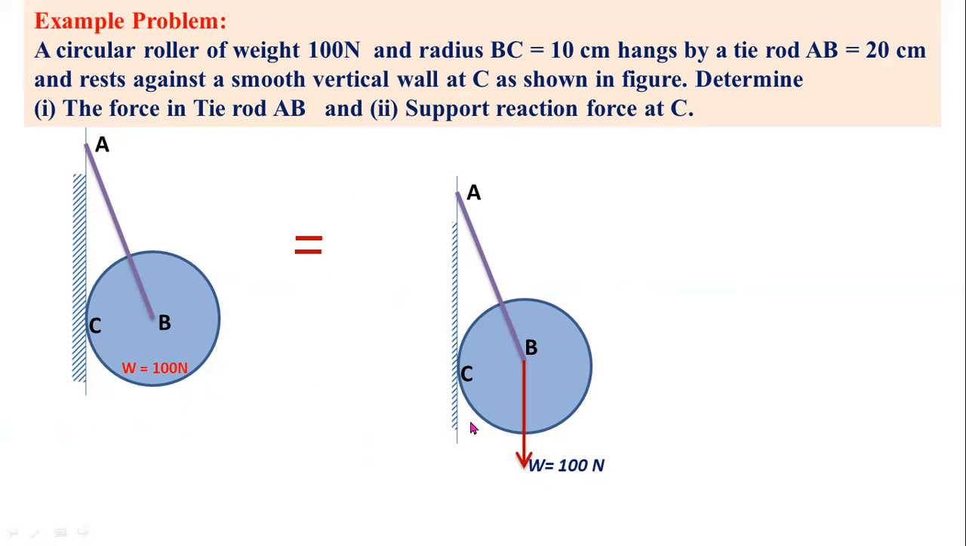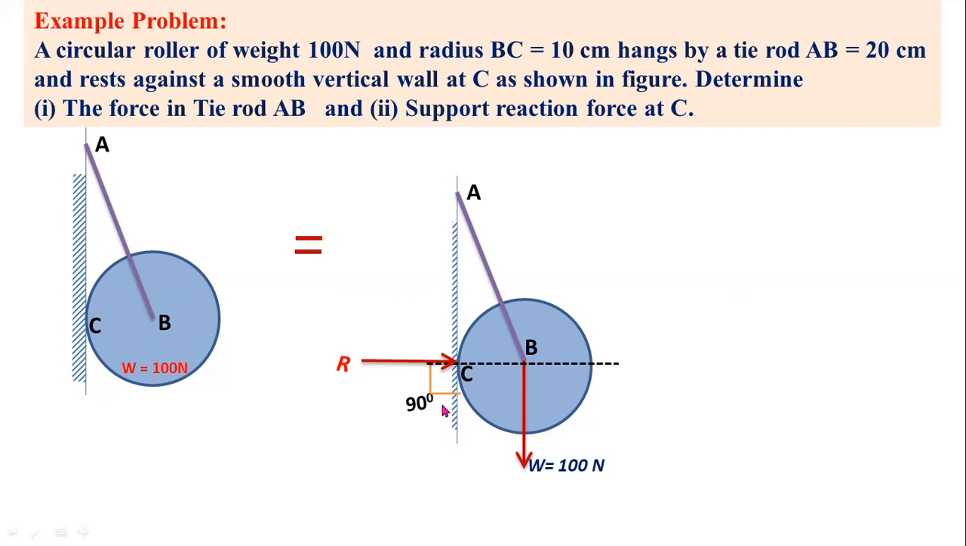Now already we know that the reaction force acts perpendicular to the support. So at the point of contact you have to consider a reaction force. Point C is the common contact point, so you have to consider a reaction force at this point, and also you have to consider a reaction force perpendicular to the support. Here the support is vertical, so you have to consider a horizontal reaction.